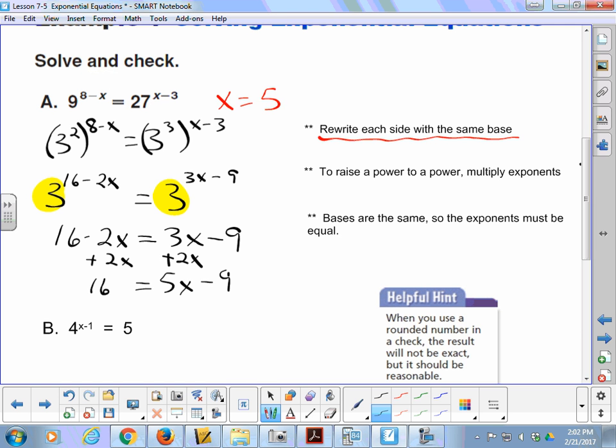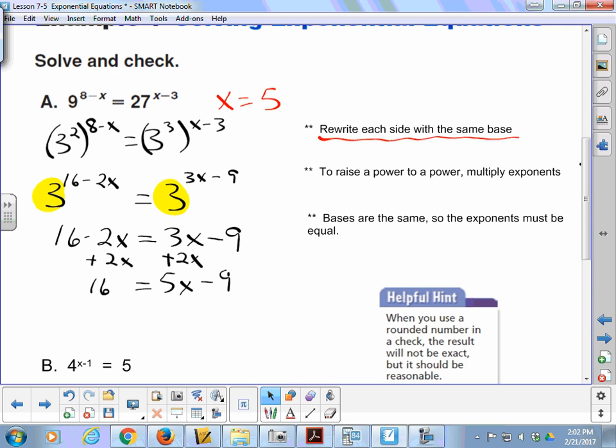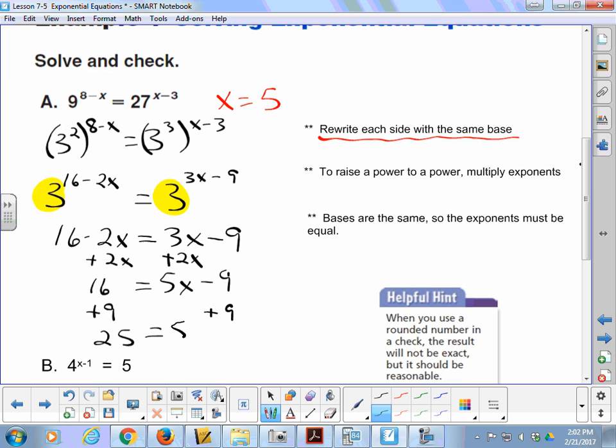All right, we get the x's together. Then add 9. So we get 25 equals 5x. And we know that 5 times 5 is 25. Right. Okay.